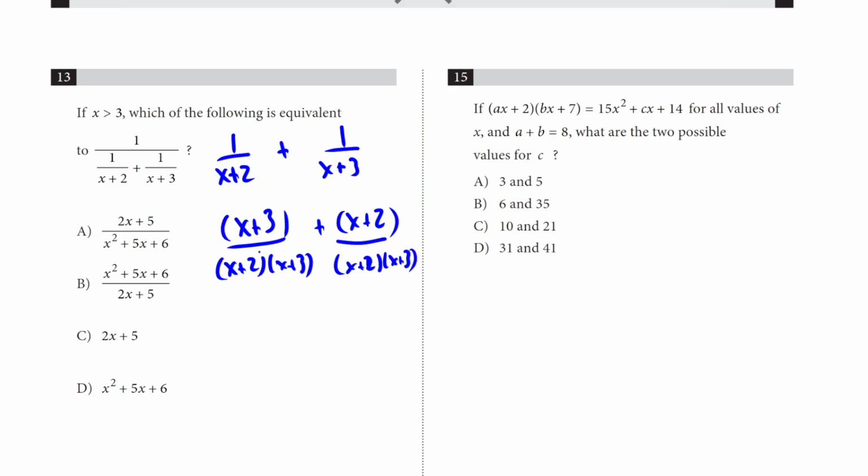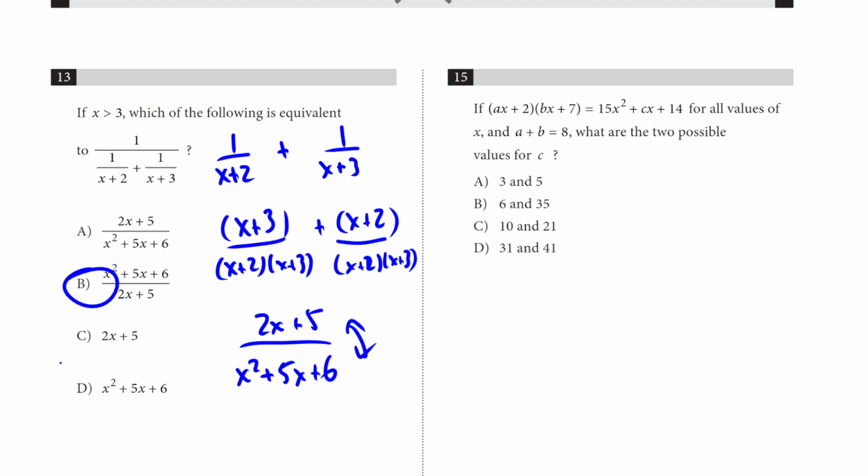So when we get to this point, well, they're the same term, so now we can add them together. So we're going to get 2x plus 5 over, we'll FOIL out the bottom, so this will be x squared plus 6x, sorry, x squared plus 5x plus 6. And then because this is 1 over all of this, we're going to flip these two around. So that should give us b.